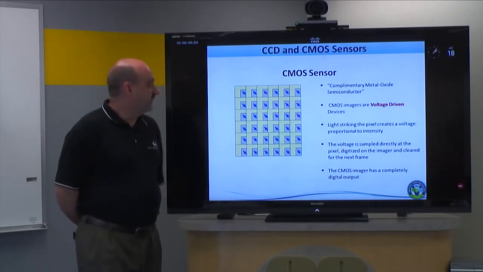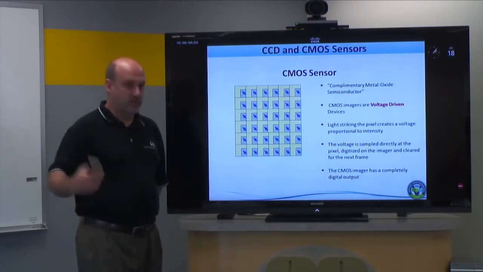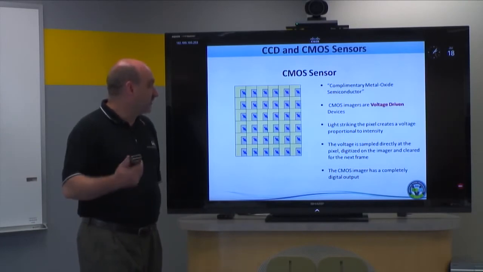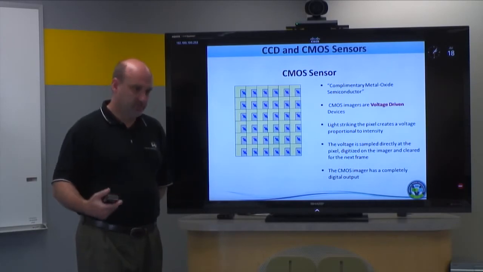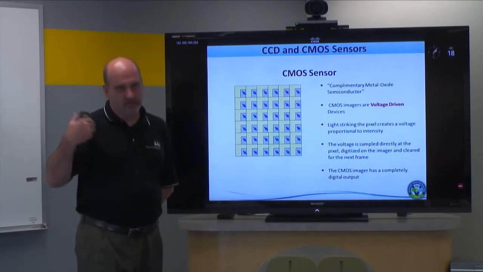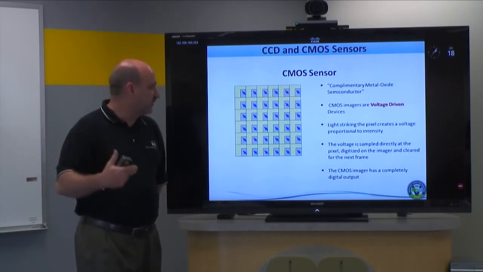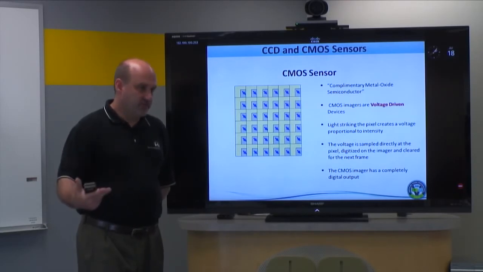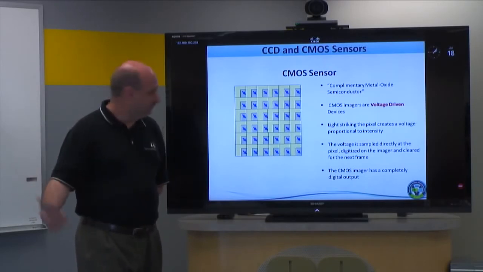CMOS imagers are voltage-driven devices, and this is important. So with a CCD, we talked about collecting the charge and rolling that charge around on the surface. In a CMOS imager, light striking the pixel creates a voltage proportional to the intensity. So the physical effect is the same. The light is still knocking an electron off in the silicon, but in the case of a CMOS imager, that electron is making a voltage in the well as opposed to a number of electrons that are being read out, which is a current in the well.